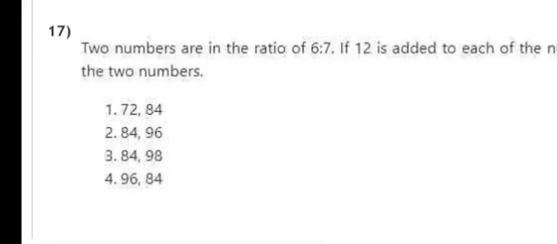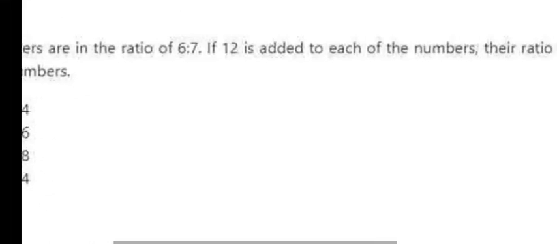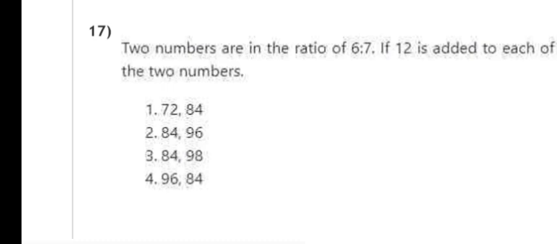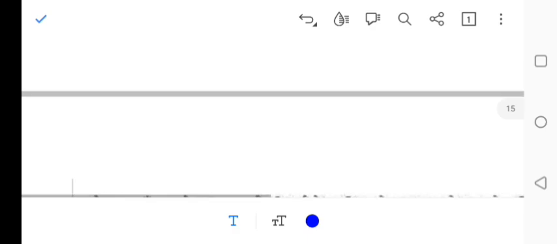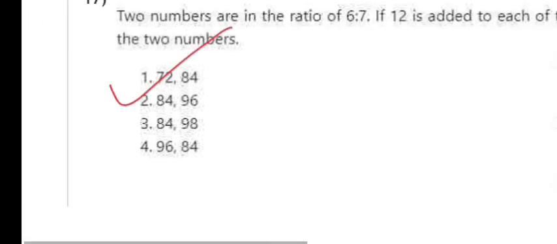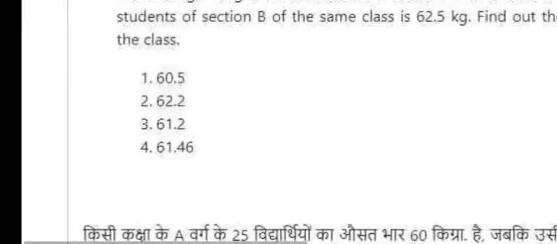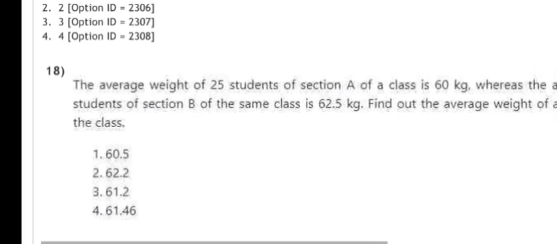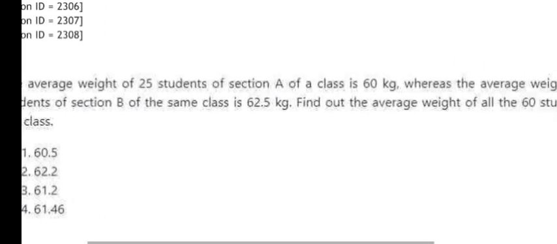Next, two numbers are in the ratio of 6:7. If 12 is added to each of the numbers, the ratio becomes 7:8. So find the two numbers. These are the options for you: 72, 84; 84, 96; 84, 98; 96, 84. 72, 84 will be correct for us. Wait. 74, 82. Sorry. Yes.